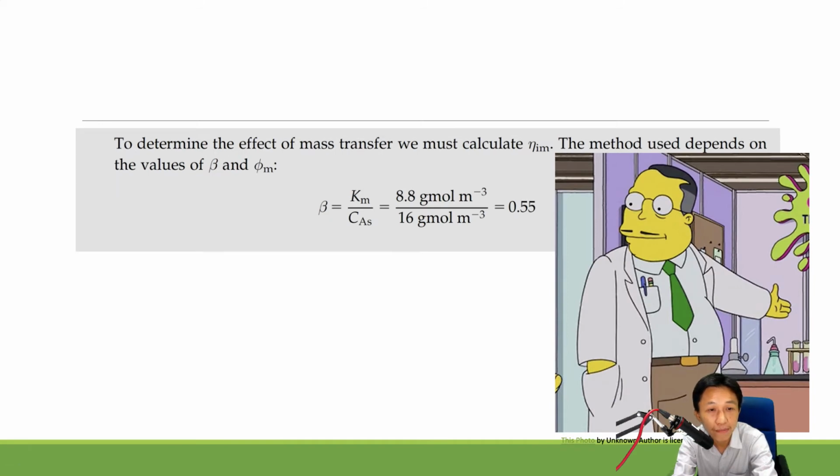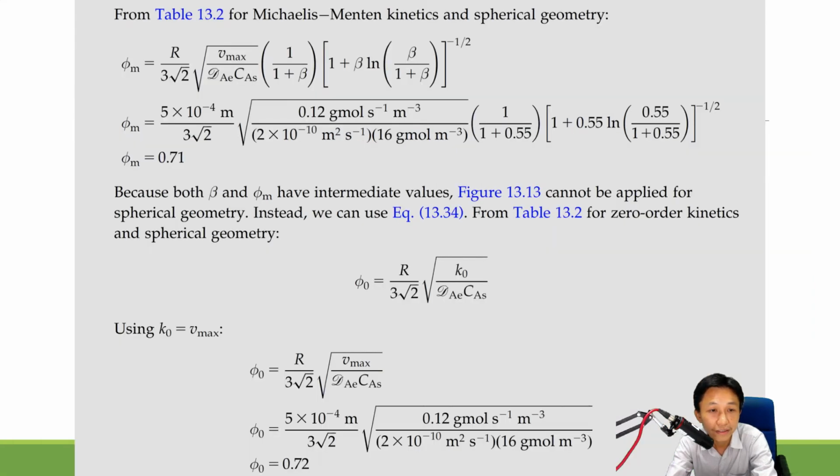And then we have beta and phi m. You have beta first, 0.55, and then from the table, it's quite complicated, so you put everything here, and you find phi m is 0.71.